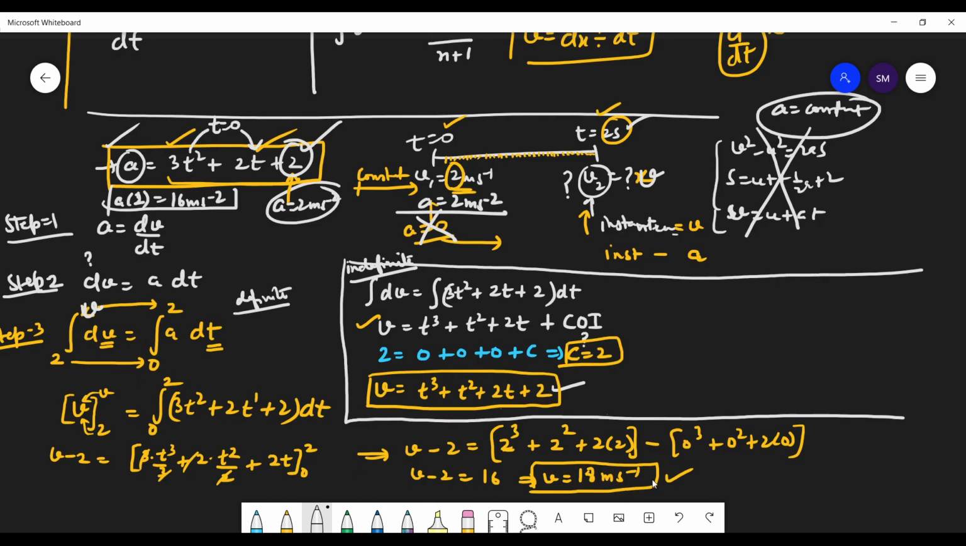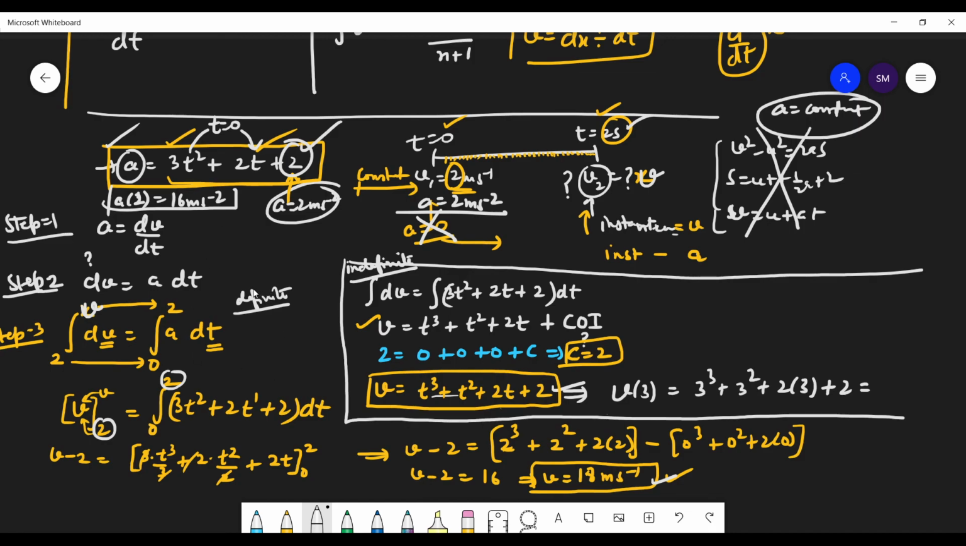Is this clear? So here you have got the velocity function from indefinite integral, and from definite integral you are getting a definite value. If we want velocity for time 3, you have to write 3 here instead of 2, and calculate it again for 3. But here you have to simply put v at 3. You can simply write 3 cube plus 3 square plus 2. So that's the velocity at 3 seconds, the instantaneous velocity.